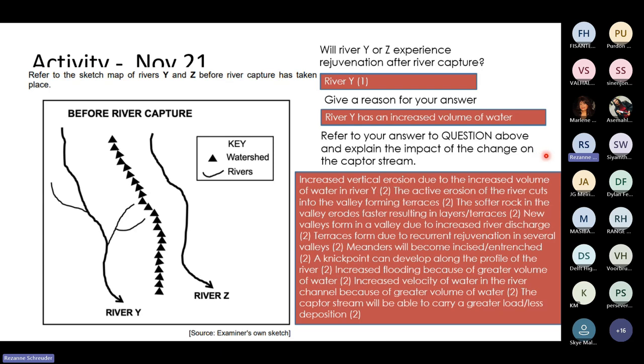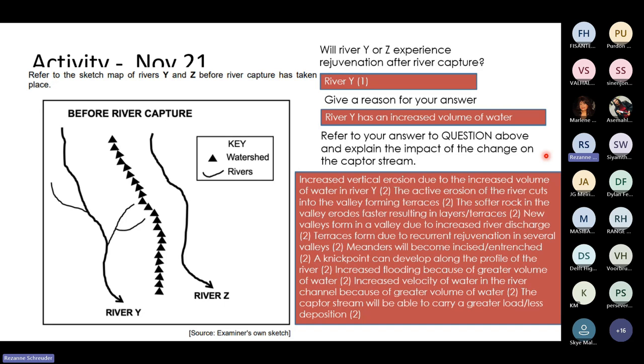So, increased vertical erosion, therefore it's got a higher erosive activity. The softer rock of river Y will then erode faster into terraces. You will have new valleys forming. You will have meanders that will become incised because now there will be more vertical erosion. You can have a neck point that develops because of the increase in the water's velocity. Then it will increase the water channel. And lastly, the captor stream will be able to carry a greater load, therefore less deposition.